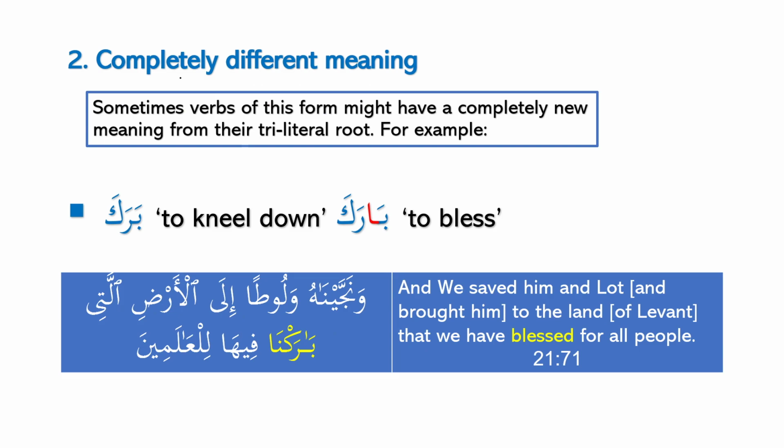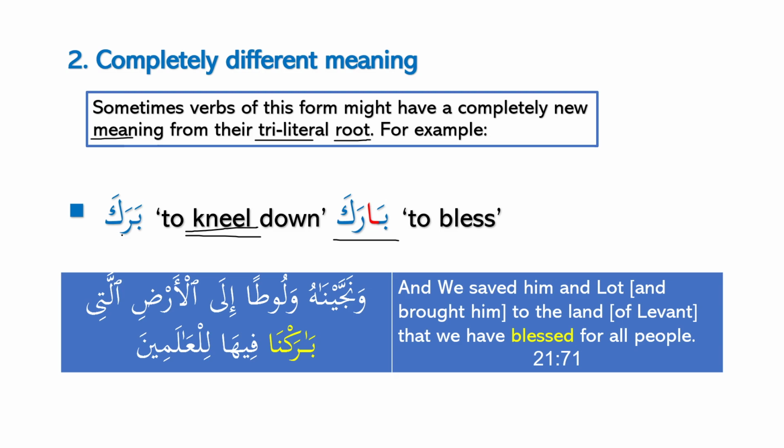There is another characteristic of this bab which is not very common. However, since we are focusing on the Quran, and we know that baraka is used in the Quran a lot, barakna. Sometimes verbs of this form might have a completely new meaning from their triliteral root. The triliteral root is baraka, which means to kneel down or to bend. It is not used in the Quran.